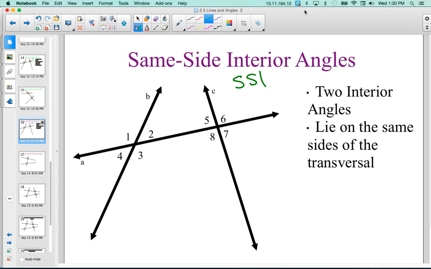So same side interior, 2 interior angles that lie on the same side of the transversal. So again, we've got a transversal A, intersection points are here and here. Interior angle, so if I say 2, the same side interior angle that is paired with that, we stay on the same side of the transversal. So we're above the transversal this way. We go to 5. 5 is the same side interior angle pair with 2. And then we also have 3 and 8 are another same side interior angle pair.